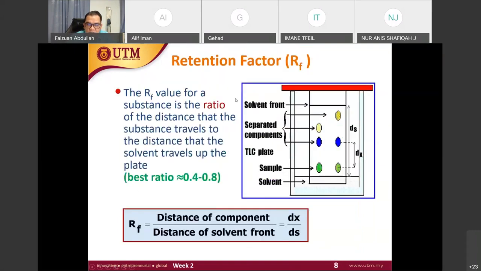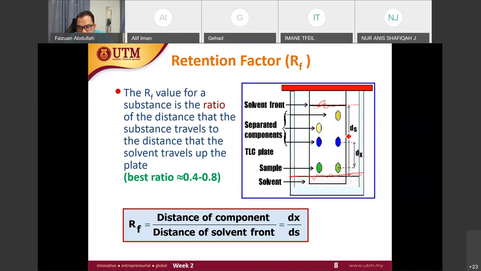Oh, I need to annotate first. Right, you can see here, this is the solvent front, and this is the solvent at the beginning of the reaction. We put the thin film inside the vial with a small amount of solvent at the bottom. This is the sample that we put, the dot here. This is the dx, the distance between the first introduced sample and the compound that has been separated. This is the blue and yellow, and this yellow one with the dot are the components of the compound that have been separated.